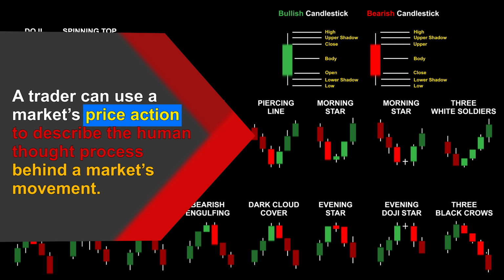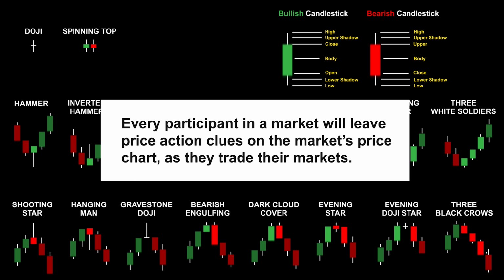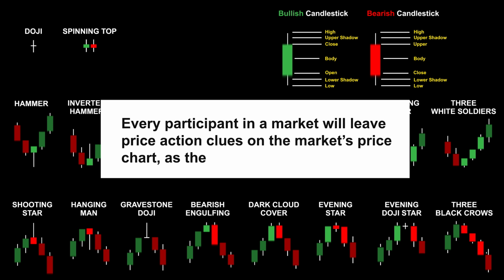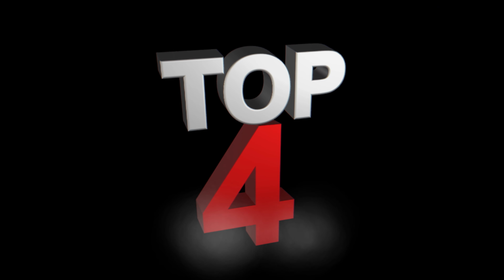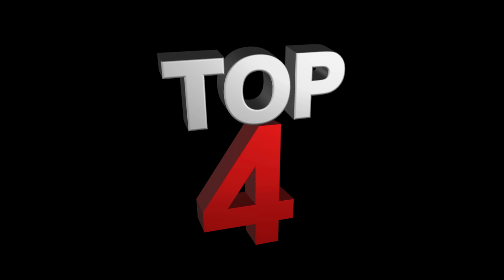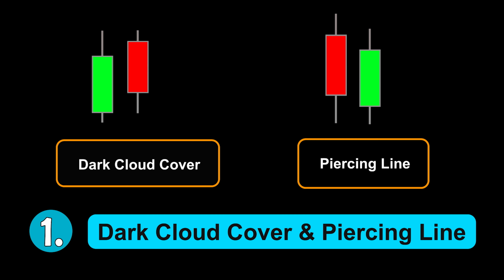The trader can use a market's price action to describe the human thought process behind a market's movement. Every participant in a market will leave price action clues on the market's price chart, as they trade their markets. These clues can then be interpreted, and used to try and predict the next move in a market. So these are the top 4 most powerful price action candlestick patterns you must know. First, dark cloud cover and piercing line.